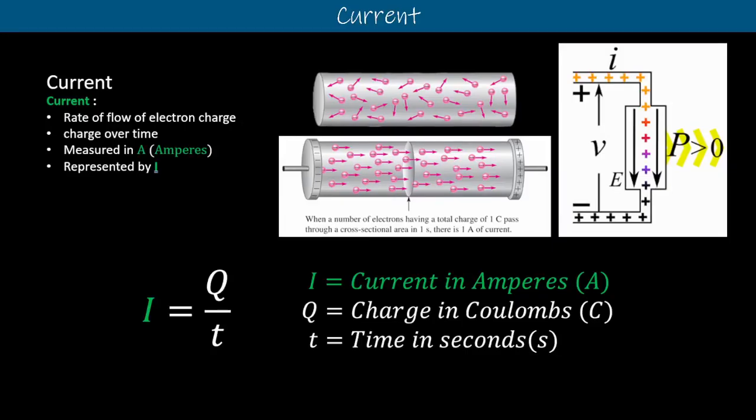So current is the most important part of our electrical circuits. Without current, we don't have power, right? Without current, the lights don't turn on, the motor doesn't turn.